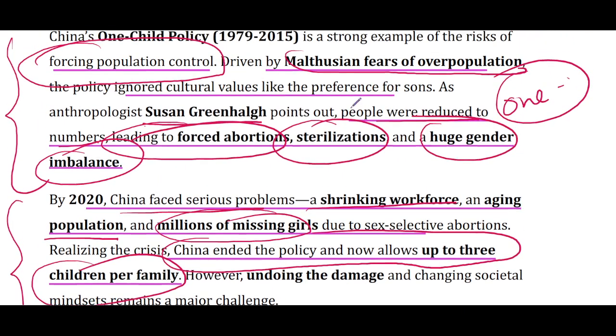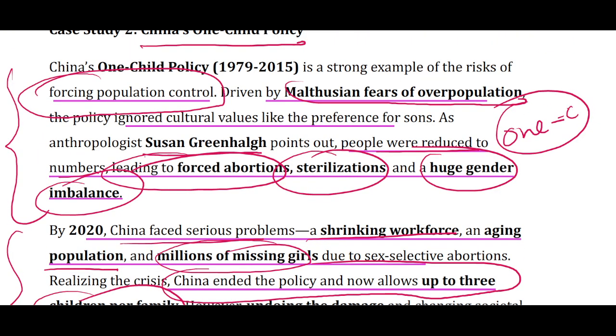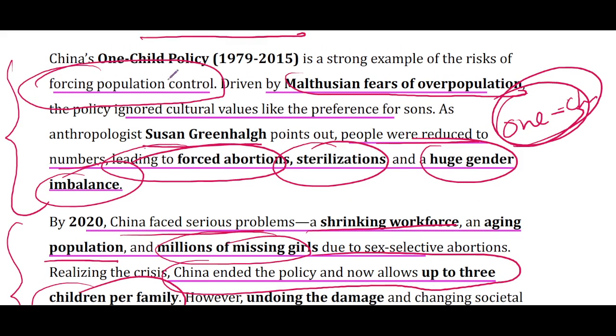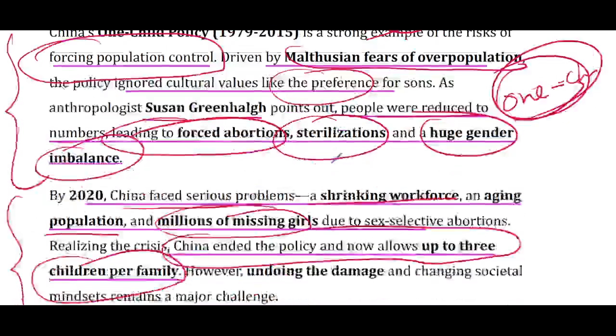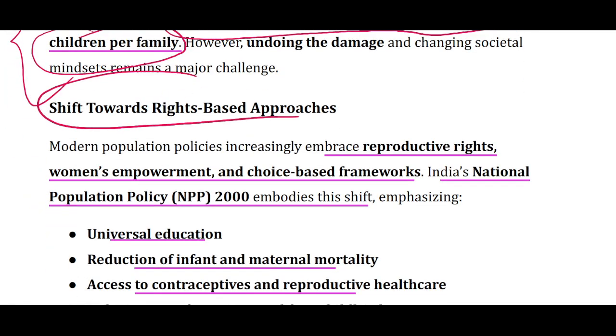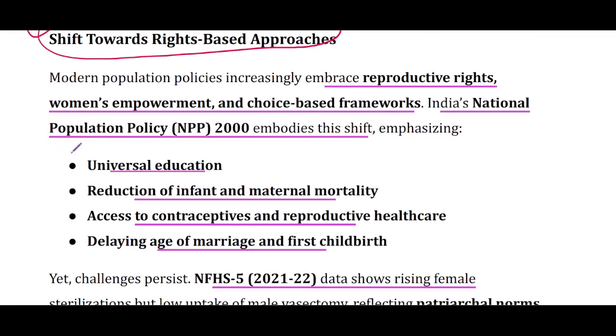और यहाँ पे भी आप इशू देख सकते हैं कि जब वन चाइल्ड अगर एक ही बच्चा पैदा कर सकते हैं तो, and China again a country that practices patriarchal norms and son preference, so generally USG का फिर misuse तो होगा ही. And finally, a shift towards a rights-based approach. So the modern population policies embrace reproductive rights, women's empowerment, and choice-based framework.